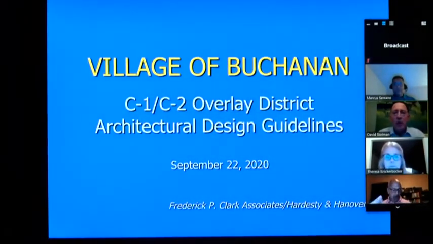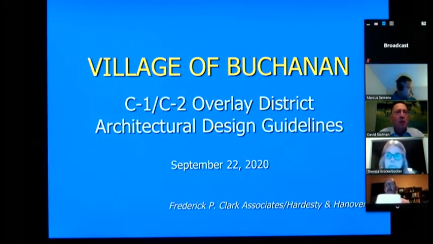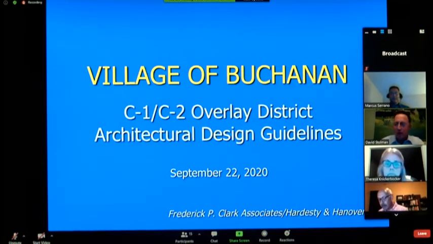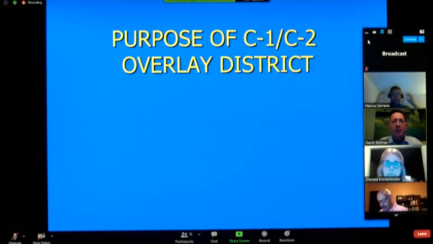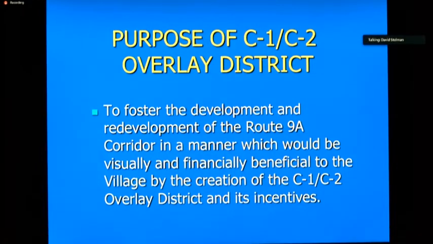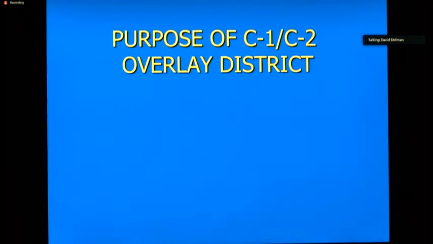So Marcus asked me to put together a bit of a refresher with respect to the purposes and the benefits of the C1, C2 overlay district and the architectural design guidelines, which are equally important. So that's what I've done. I've got a few slides to show you here. With respect to the purpose of the C1, C2 overlay district, it's to foster the development and redevelopment of the Route 9A corridor in a manner which would be visually and financially beneficial to the village by the creation of the district and its incentives.